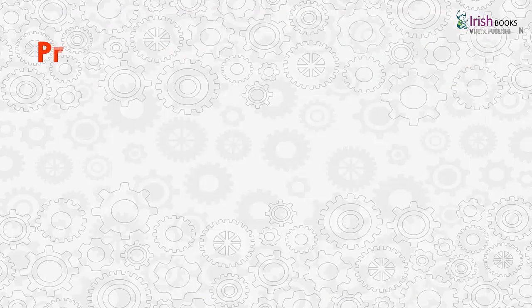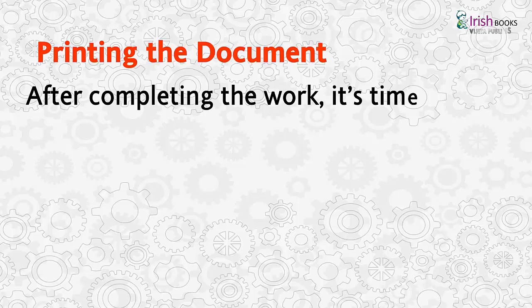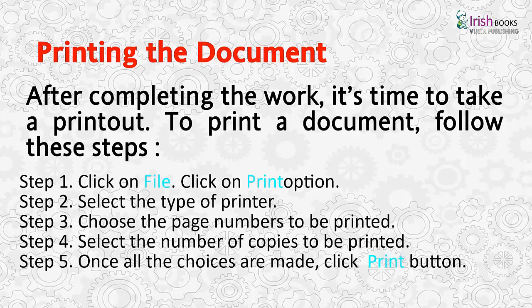Printing the document. After completing the work, it's time to take a printout. To print a document, follow these steps. Step 1. Click on File. Click on the Print option. Step 2. Select the type of printer. Step 3. Choose the page numbers to be printed. Step 4. Select the number of copies to be printed. Step 5. Once all the choices are made, click the Print button.